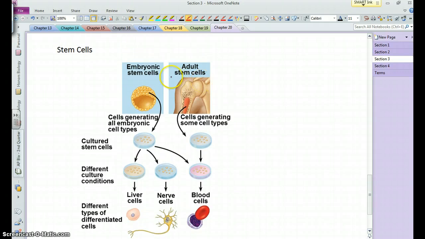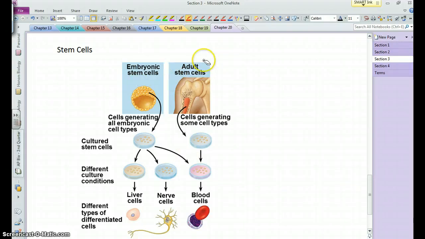But then in developed and in adult individuals, you have particular kinds of stem cells in your bone marrow. You have these relatively undifferentiated cells that become different types of blood cells. Now, coercing them into becoming something like a liver or nerve cell would be a much more difficult proposition.